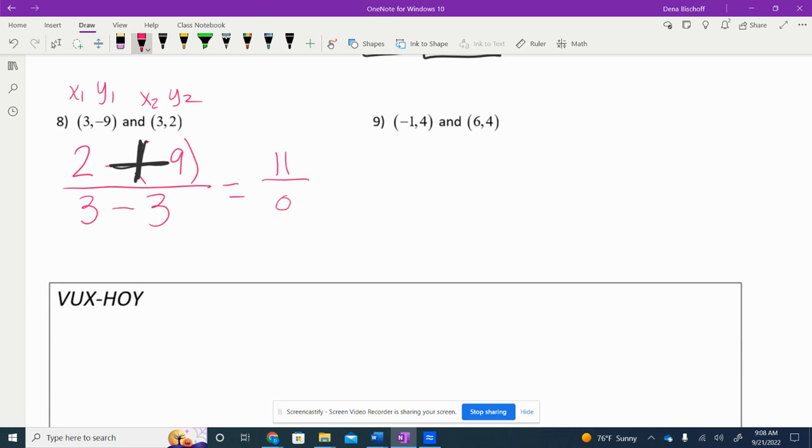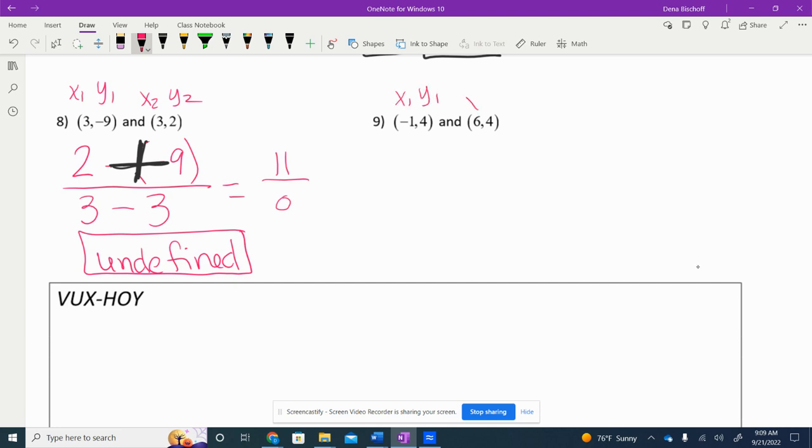And 3 minus 3 is 0. Someone take their calculator out and do 11 divided by 0 and tell me what that reduces to. It gives you an error message. Do you guys know why? You can't divide by 0. This is undefined. We're going to talk about what that means in a second. This is undefined. Okay. Let's do the next one.